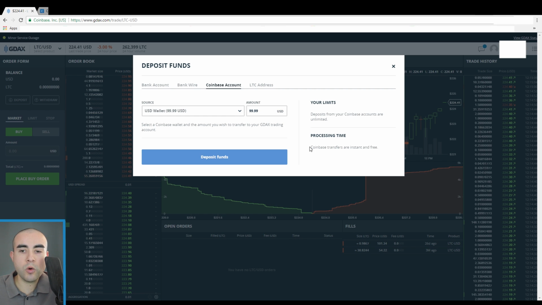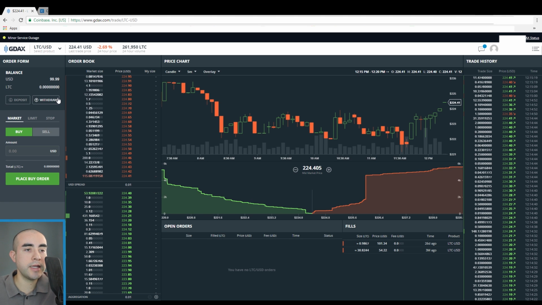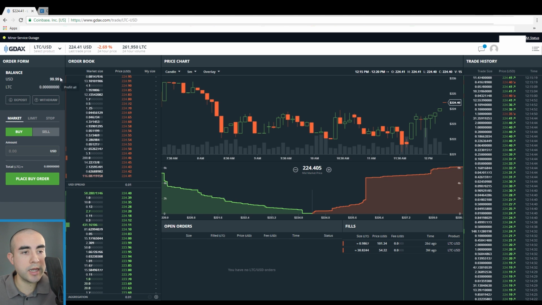Click on, as you can see, Coinbase transfers are instant and free into your GDAX account. And deposits from your Coinbase accounts are unlimited. So that's pretty cool. I would click on deposit funds. Great, you have successfully deposited $99.99. And just like that, it's instantly now in my GDAX account. As you can see, I currently have $99 available to trade.